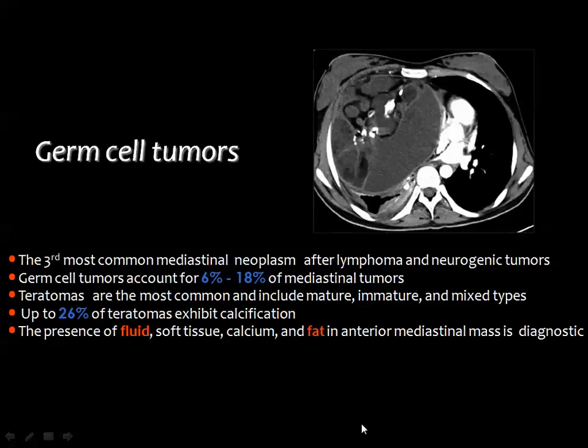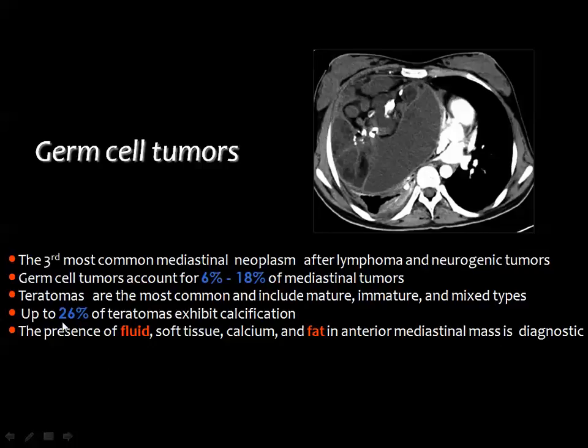Then germ cell tumors are considered the third most common mediastinal neoplasms after lymphoma and the neurogenic tumors. These tumors are easily diagnosed by imaging because of the presence of specific components that are fat and calcium inside the lesion. And teratomas may be of the mature form, which is common, the immature form, and the mixed type.